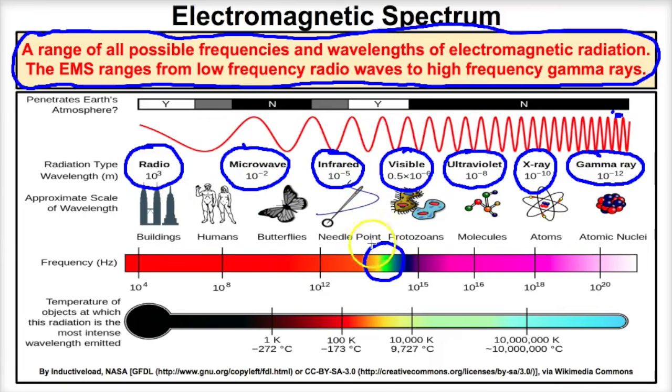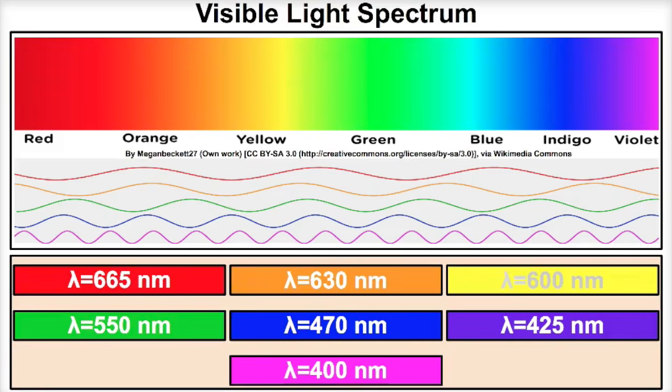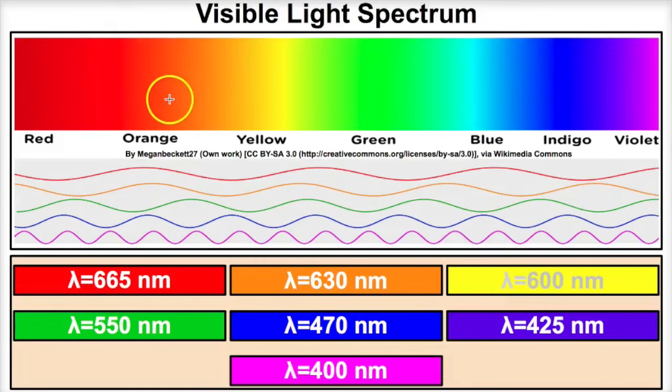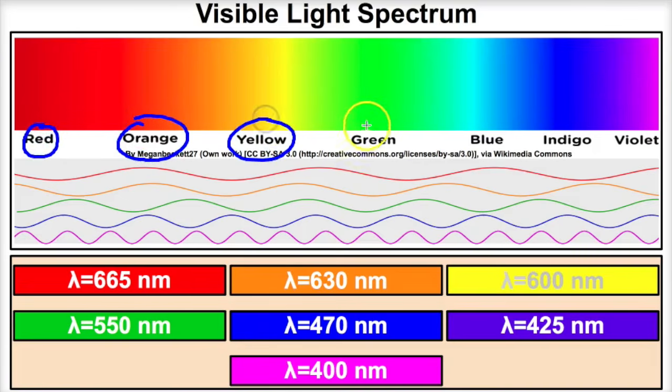Let's now take a look at one form of electromagnetic radiation in particular, and let's talk about the visible light spectrum. That is the spectrum that our eyes can pick up on the electromagnetic spectrum. Visible light, that is to say light that comes from the sun, is actually made up of 7 colors. We have red, orange, yellow, green, blue, indigo, and violet. Roy G. Biv, the 7 colors of the rainbow, right?